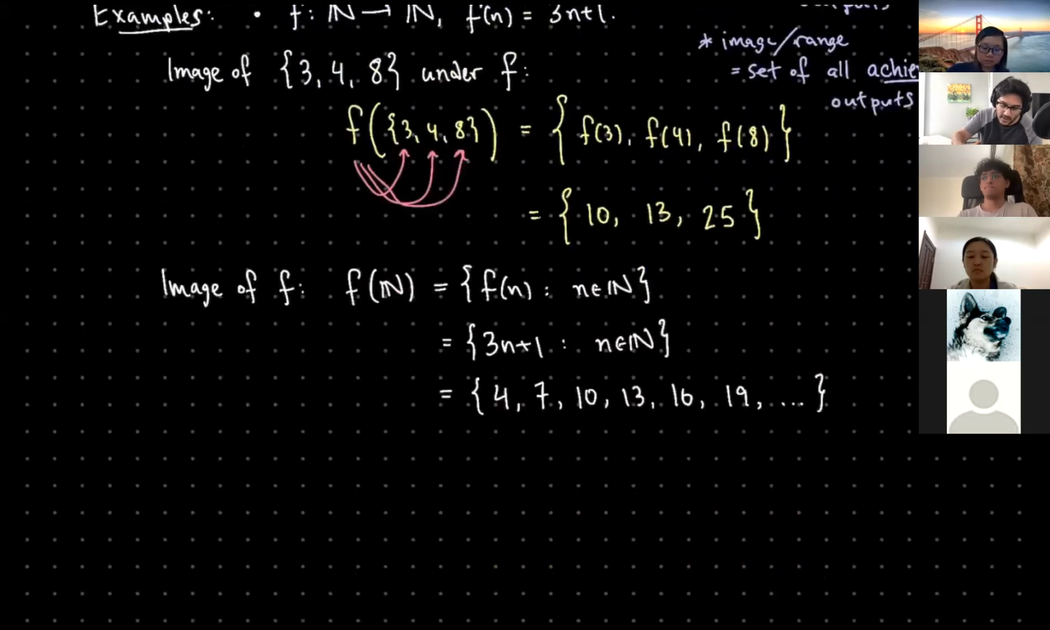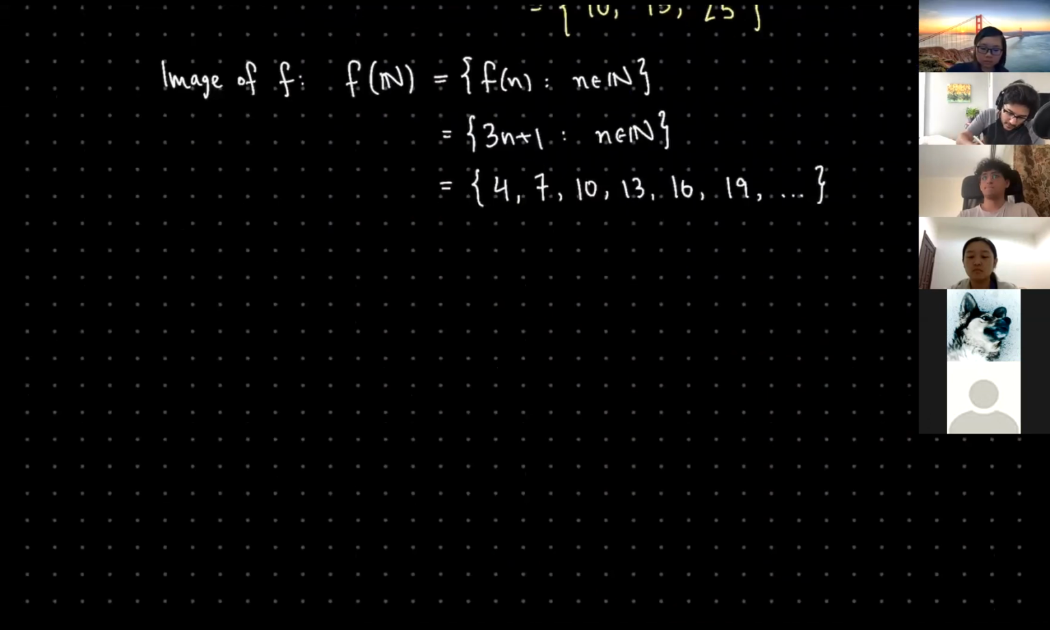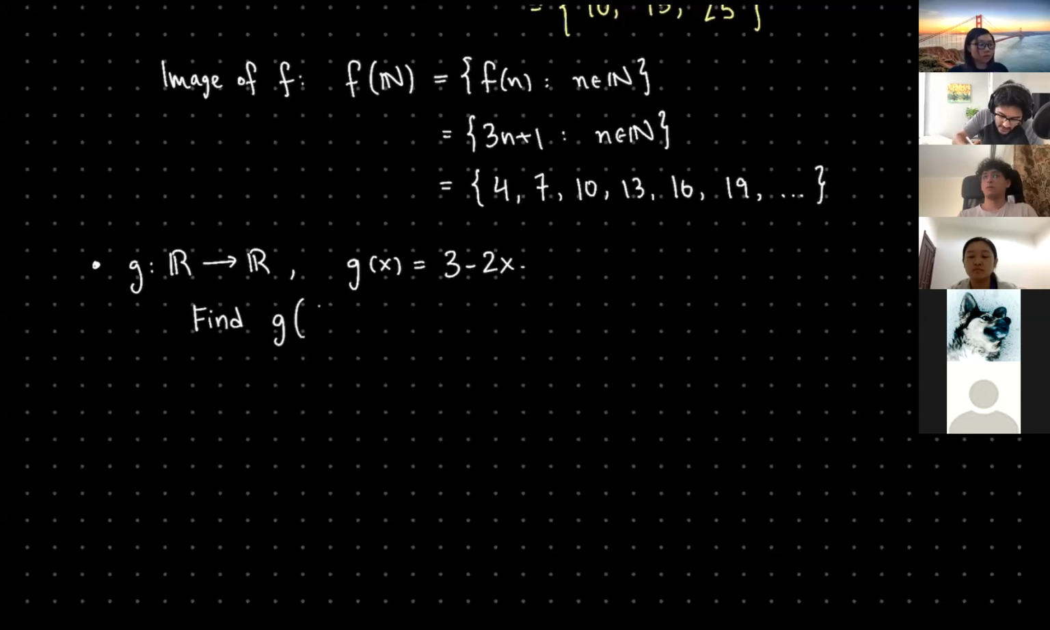So here's another example, a slightly more complicated one. Let's say a function g from the real numbers to the real numbers that takes a number x and gives me 3 minus 2x. Okay, this is a pretty simple example. What I want to do is find g of, say, the interval -1 to 4. Okay, let's try this problem. The way I approach it is I start with the definition of the image.